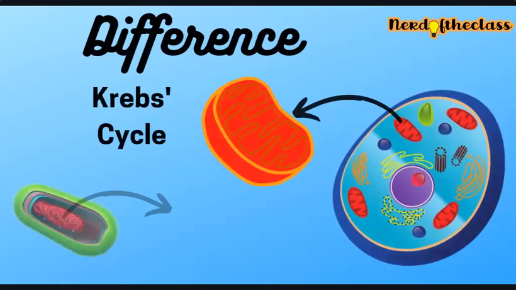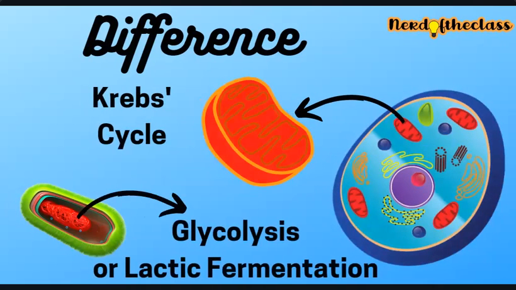The other difference remains in the metabolism. Because eukaryotic cells have mitochondria, they can carry out the Krebs cycle or the citric acid cycle, which can produce more ATP than processes like glycolysis or lactic fermentation. Glycolysis or lactic fermentation, it depends on the oxygen requirement that the cell has.